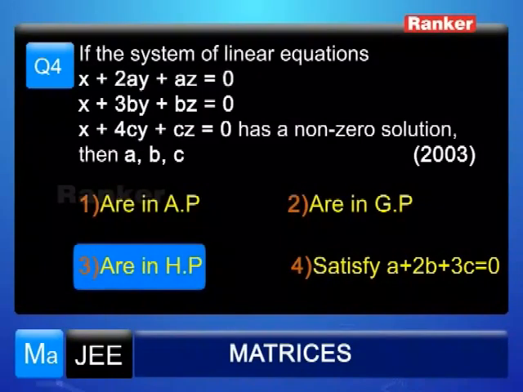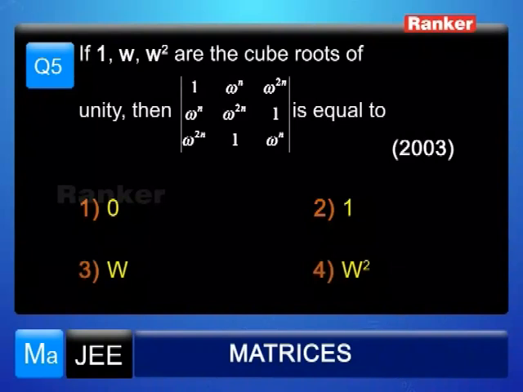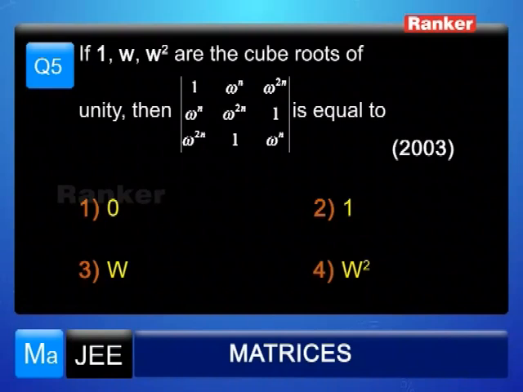So the answer is 3. If 1, omega, omega square are the cube roots of unity, then the determinant with rows 1, omega power n, omega power 2n; omega power n, omega power 2n, 1; omega power 2n, 1, omega power n is equal to: first option 0, second option 1, third option omega, fourth option omega square. Let's see how we handle this problem.